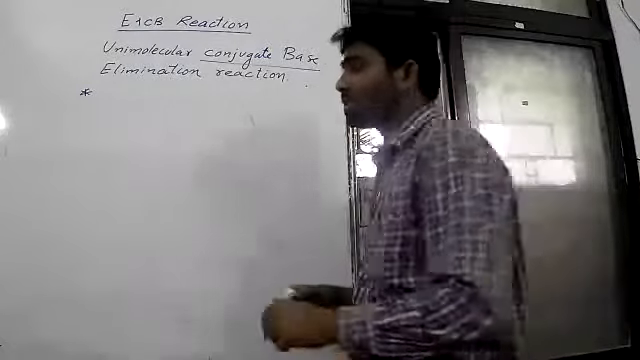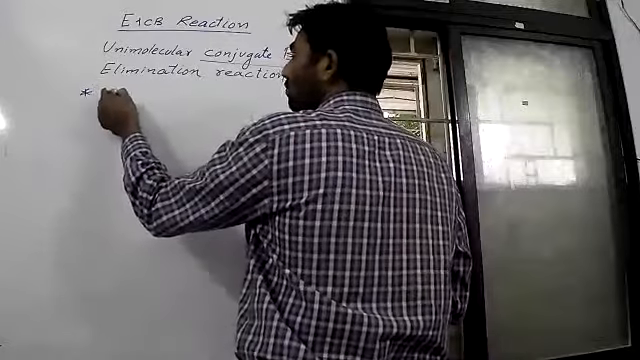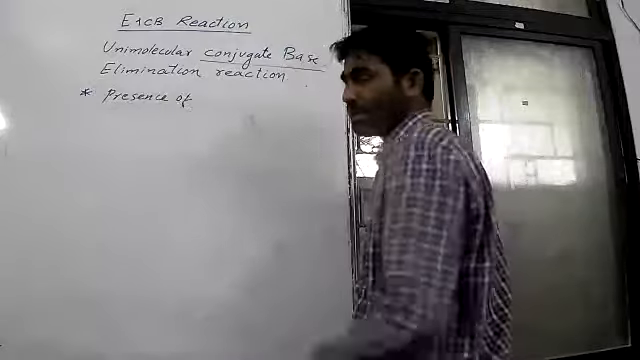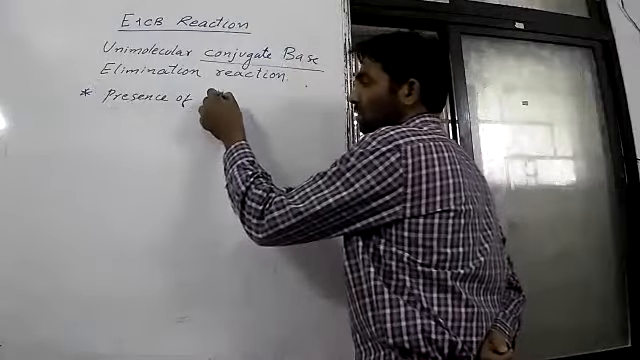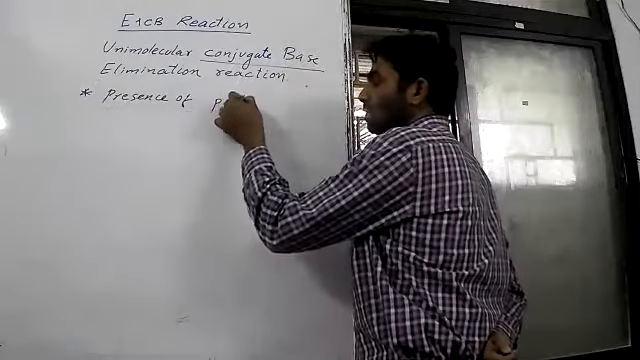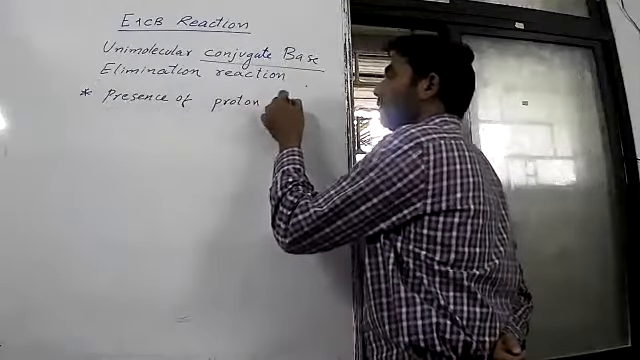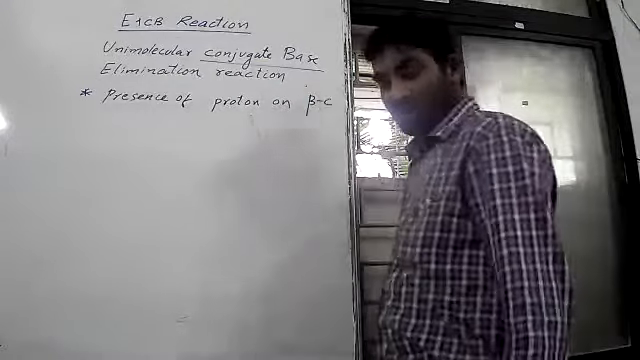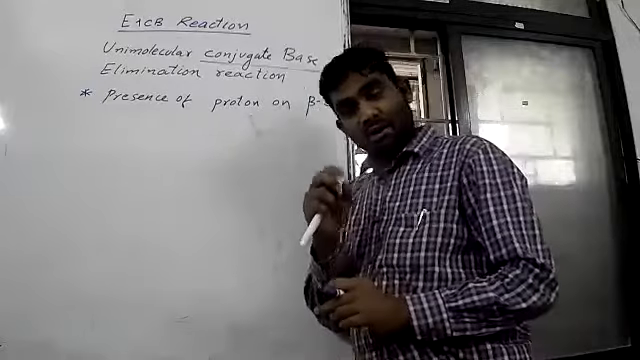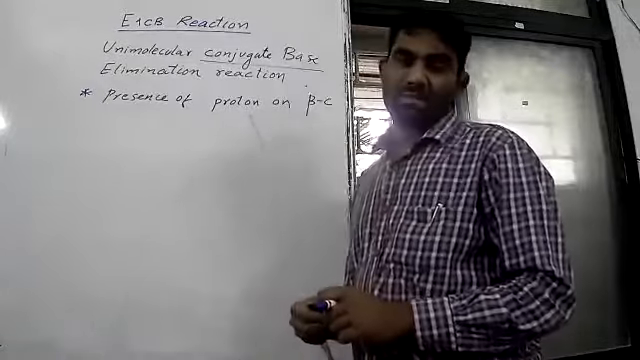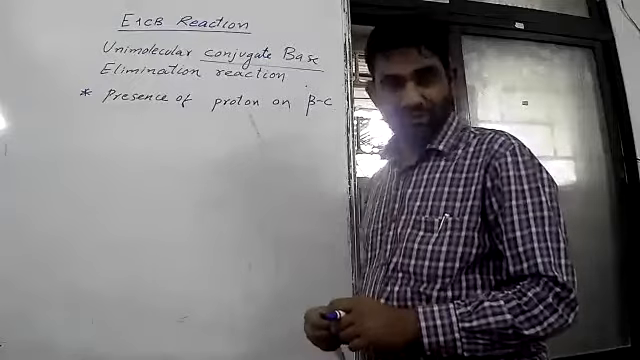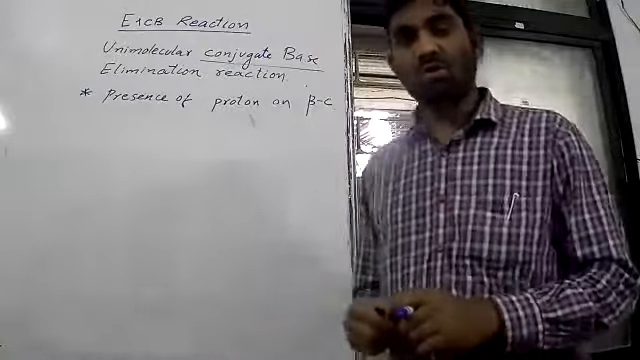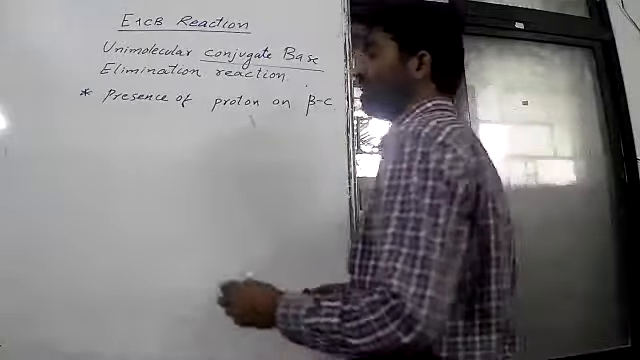What are the conditions? So see, presence of proton on beta carbon. This is the first condition. It means if a molecule contains a proton on beta carbon, meaning easily removable hydrogen, then such compounds are said to undergo E1CB reaction.